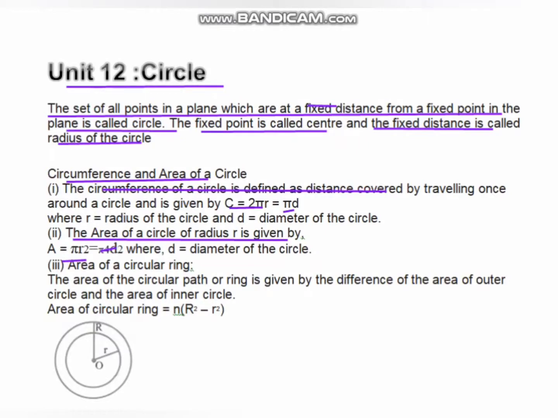If we have to find the area of this circular path, means the two concentric circle path, so the area of this ring can be pi R square minus r square, where capital R is the radius of the greater or bigger circle, and small r is the radius of the smaller circle. So the formula becomes pi (R square minus small r square). This formula we have to use in exercise 12.1.